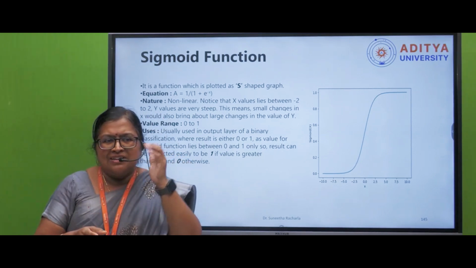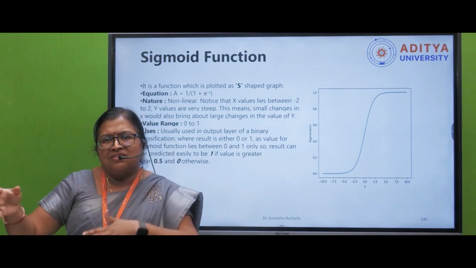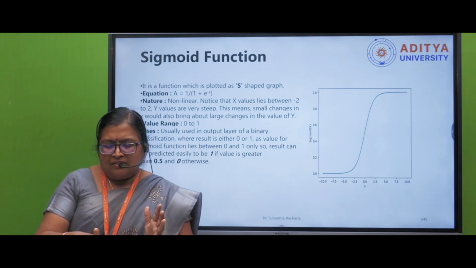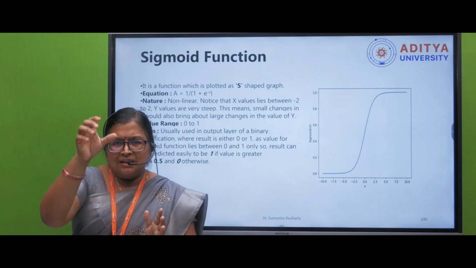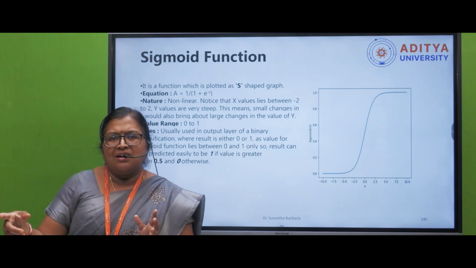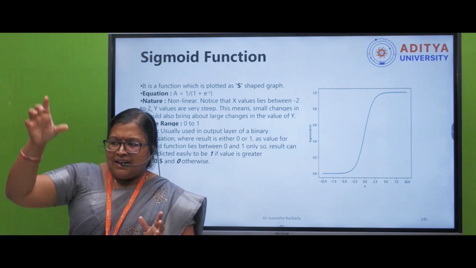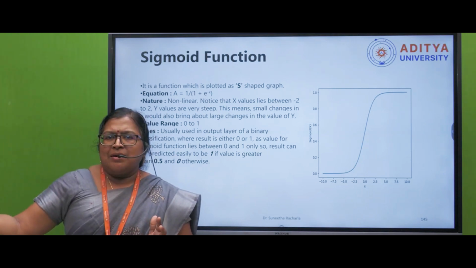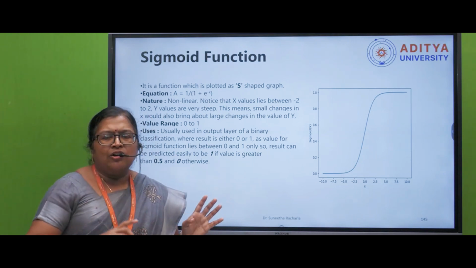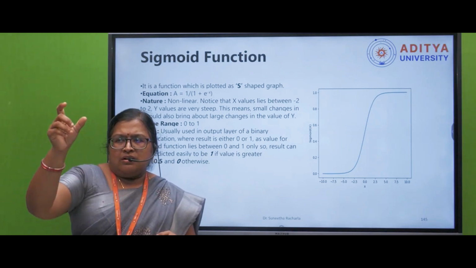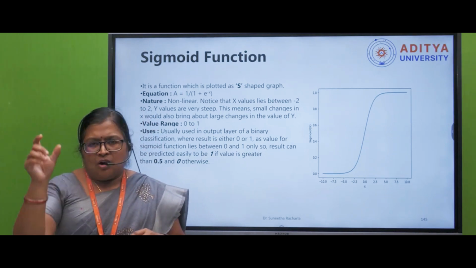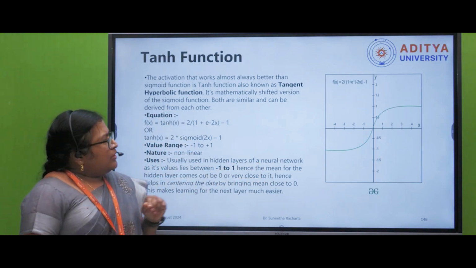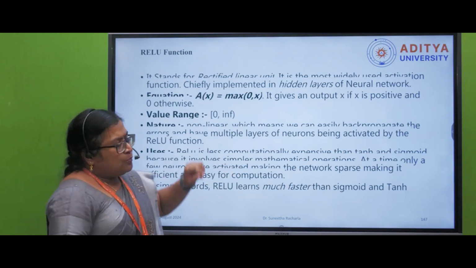For each and every layer we have to add some activation function. After taking the input values, we add one activation function. After operating in the hidden layers, again we add an activation function. And after getting the result from the output layer, again we add an activation function. So sigmoid is generally used at our output layer. The next one is ReLU.